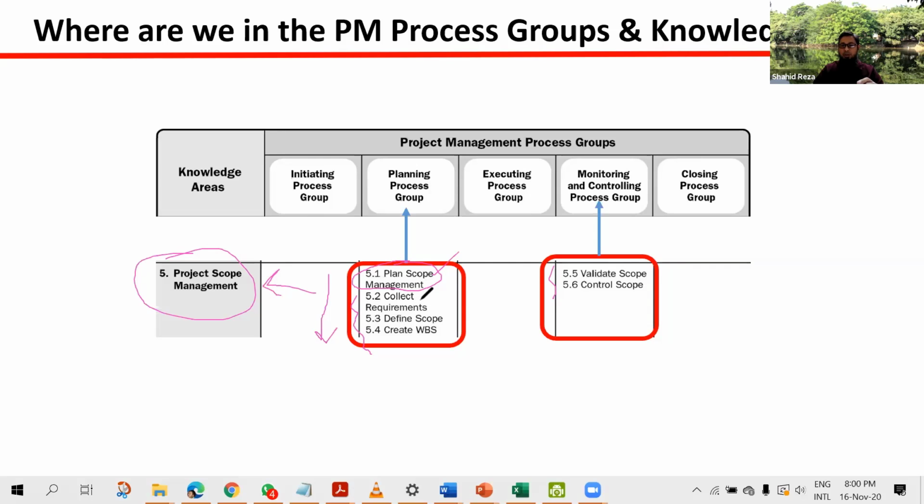How we are going to do the requirements collection, how we are going to define the scope, and how we are going to break down the scope into the WBS. WBS means work breakdown structure; I will discuss it in detail later. And how we will validate the scope or take acceptance from the customers, and control scope. After the scope is defined, how will we control it? If any change related to scope happens, how will we manage and control that?